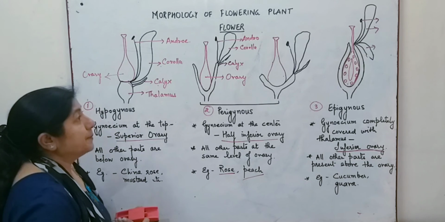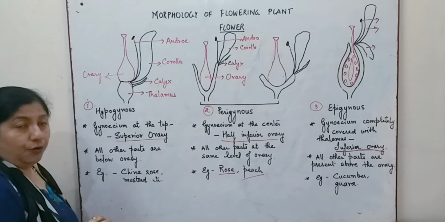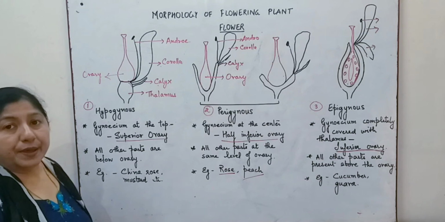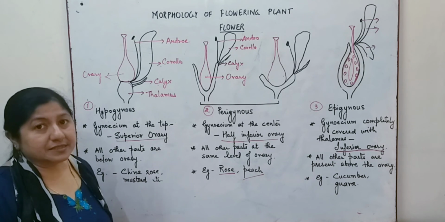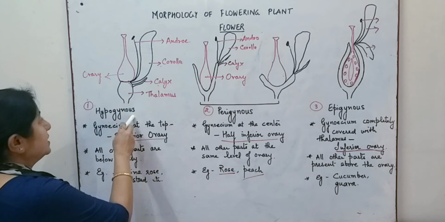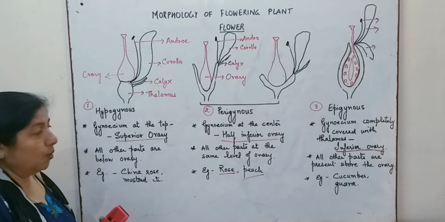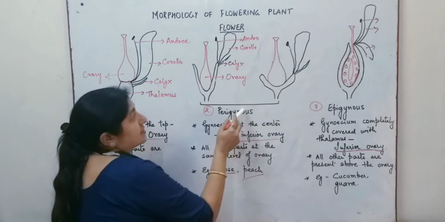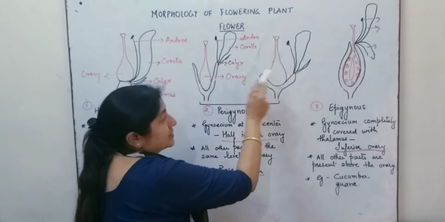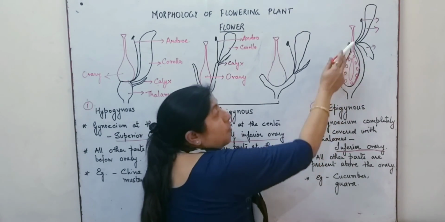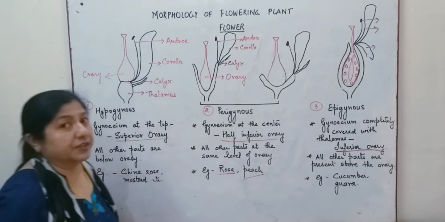So we find, depending upon the position of the ovary, the flowers are classified as hypogynous, perigynous and epigynous flowers. In the hypogynous, the ovary is superior, that is all the floral parts are present below. The perigynous is the condition in which it is almost at the same level, whereas the epigynous is the condition when all the floral parts are above the ovary.